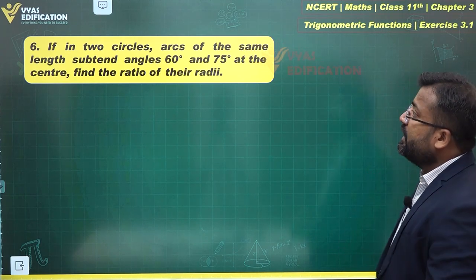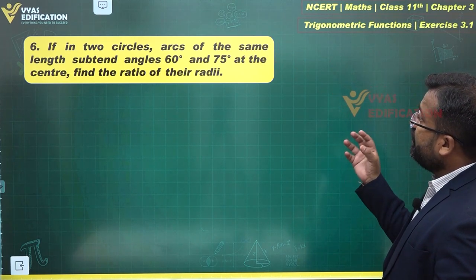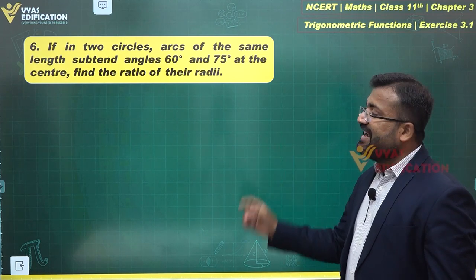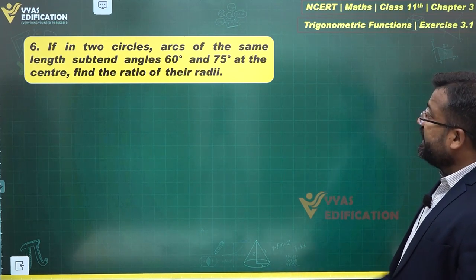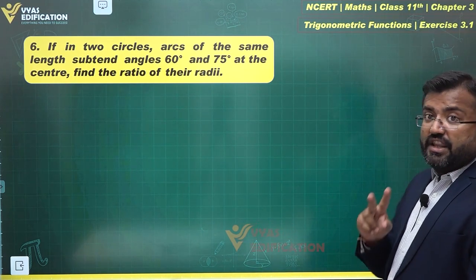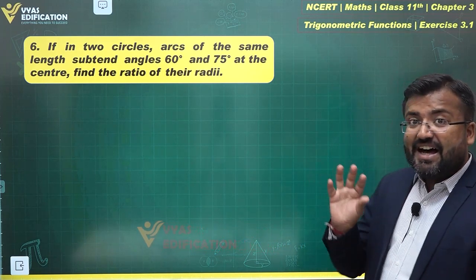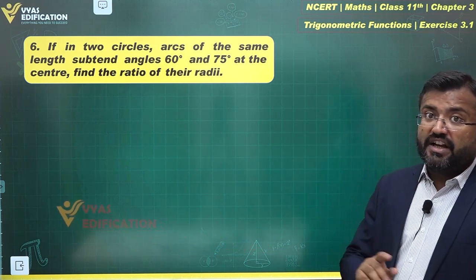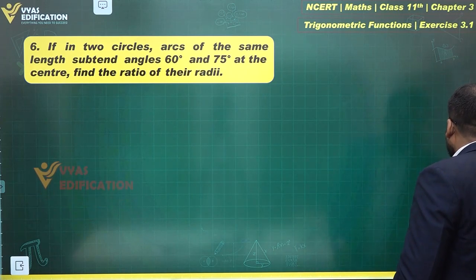Let's talk about this question. If in two circles, arcs of the same length subtend angles 60 degree and 75 degree at the center. Okay, there are two circles. The arc lengths are same. Find the ratio of their radii, that is being asked, right? How do we approach this question?